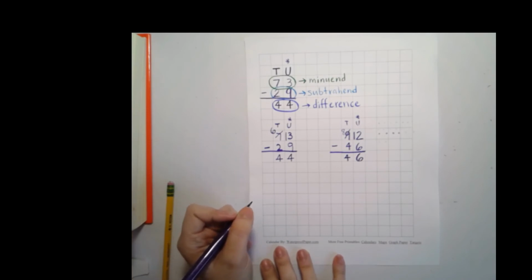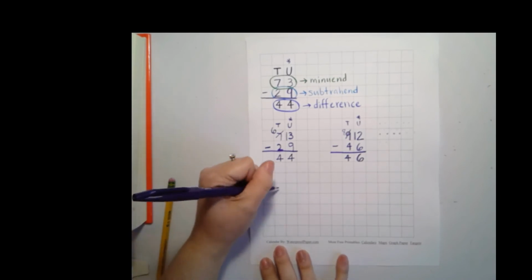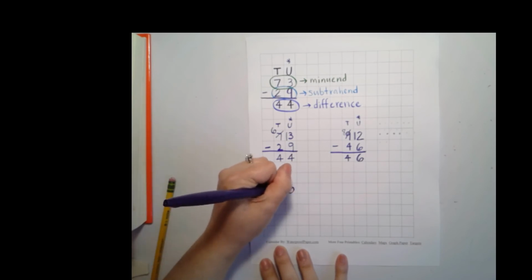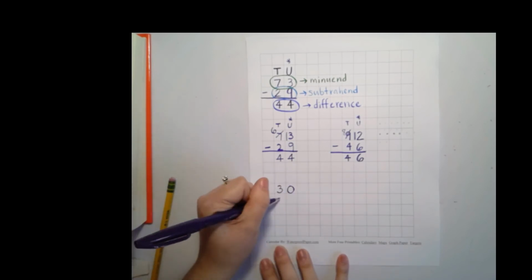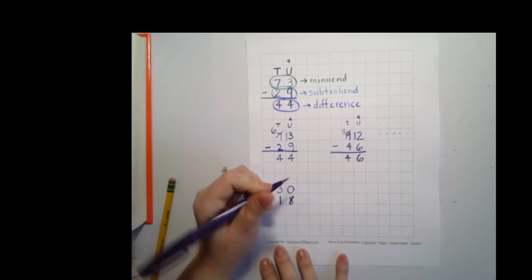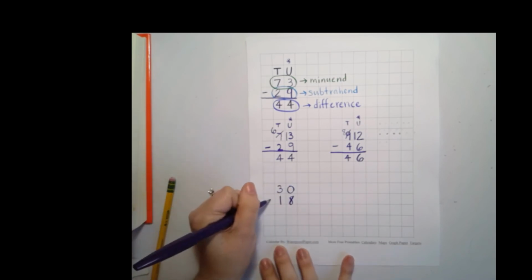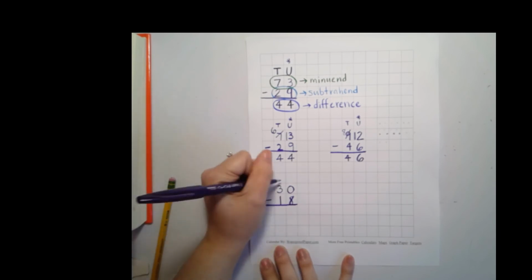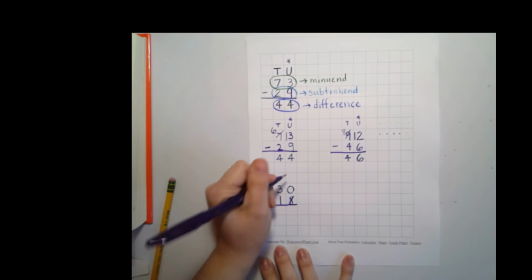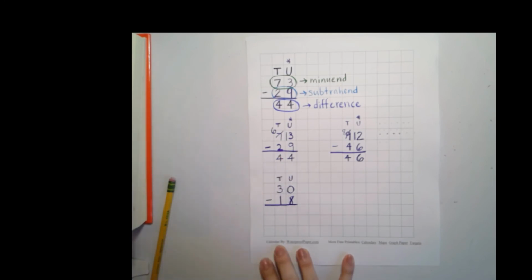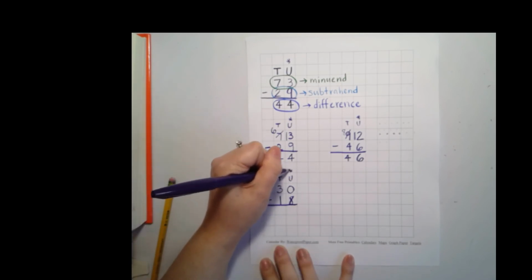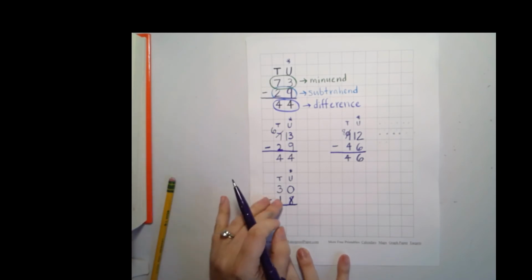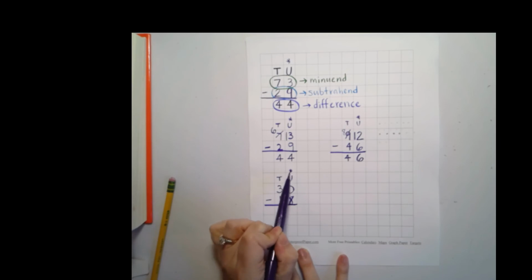So let's see. I want to have 30. And let's say I want to take away 18. So I'm going to put my subtraction symbol, my equals line, and I'm going to label my categories tens, units. I start with my tens. Well, excuse me. I do not start with my tens. I start with my unit. So I put a star over my unit.